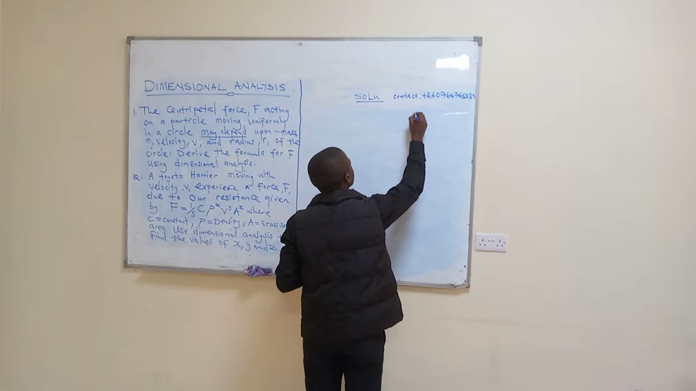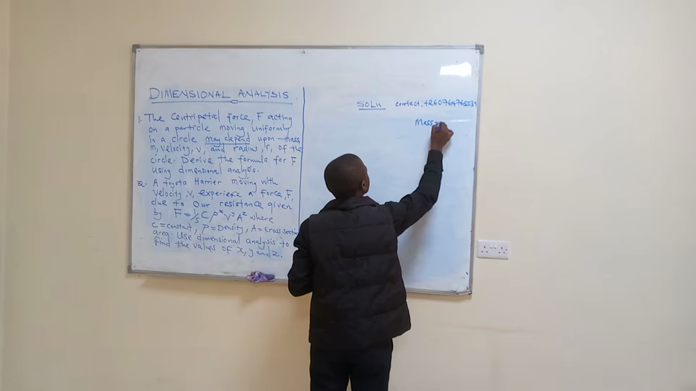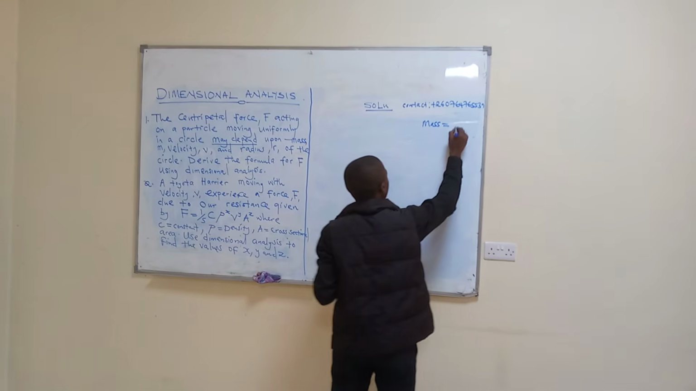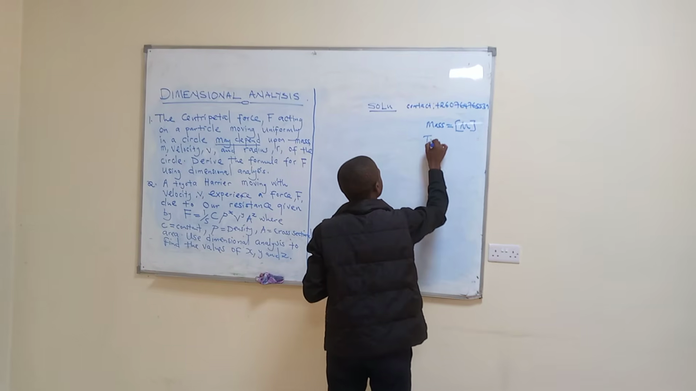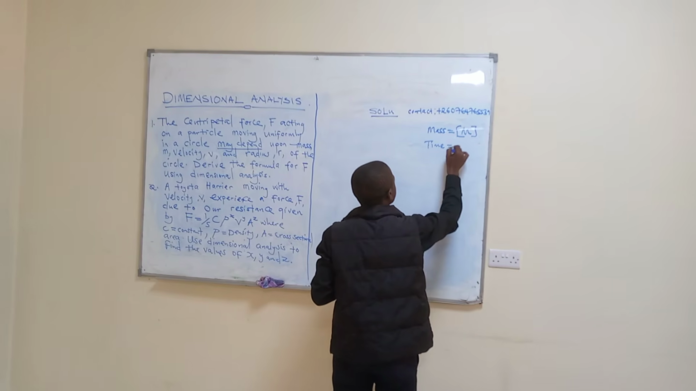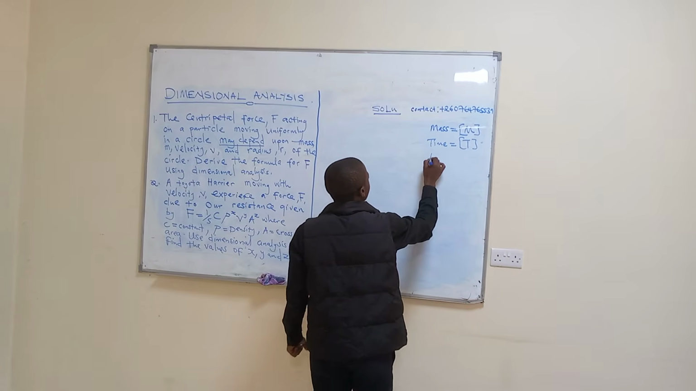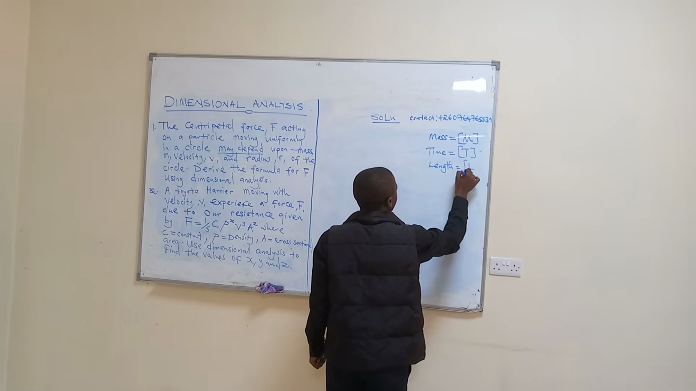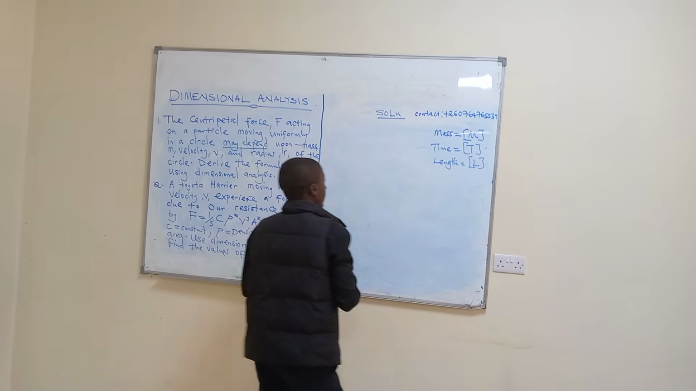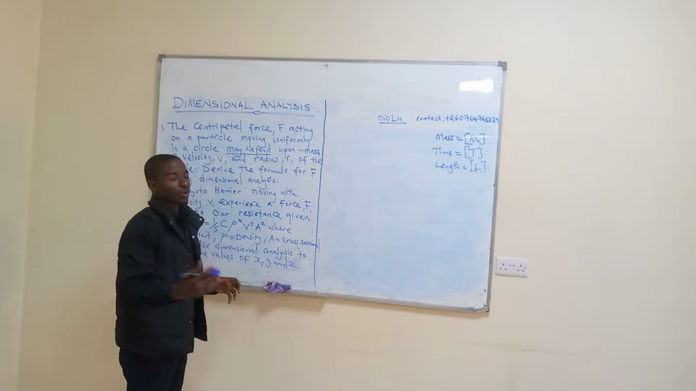So we have mass, which is represented by capital letter M, time represented by capital T, and then we have also length, which is the L in the brackets like that. So from there, we are going to solve the questions.